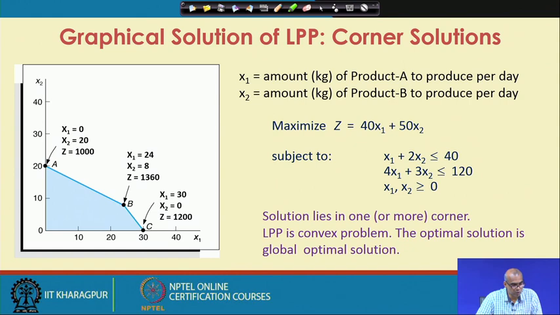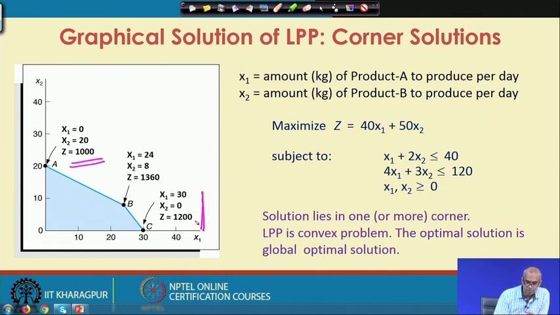Point A corresponds to x 1 equal to 0 and x 2 equal to 20. The objective function value associated with this is 1000. Point C is associated with x 1 equal to 30, x 2 equal to 0 and the objective function value is 1200. Point B is associated with x 1 equal to 24, x 2 equal to 8 and z equal to 1360. This is the maximum objective function value and this is the optimal solution.